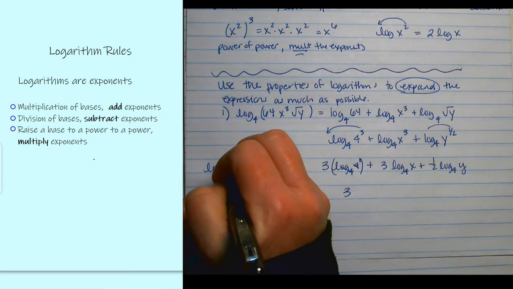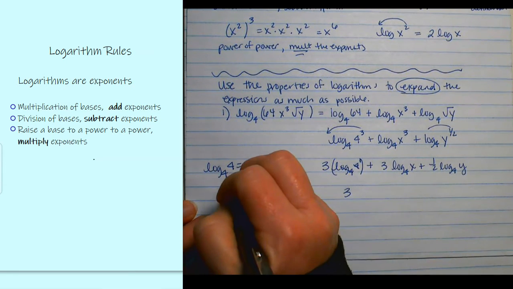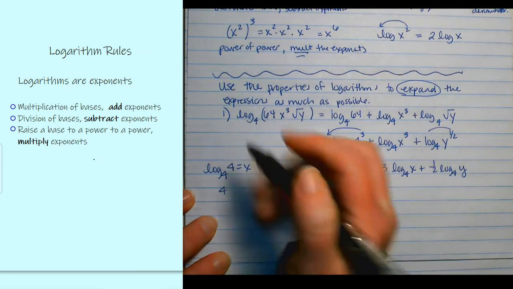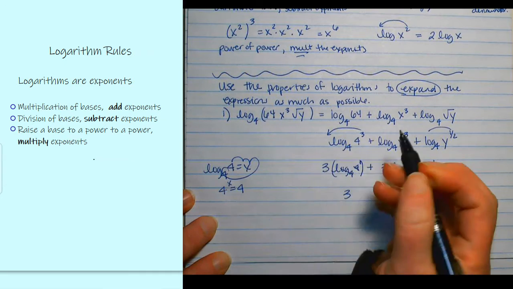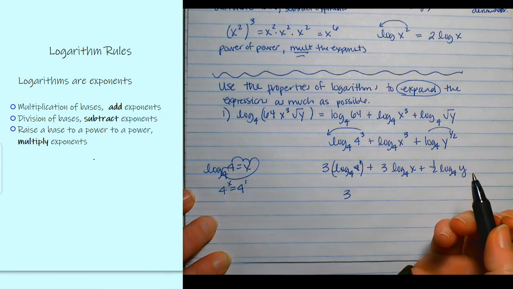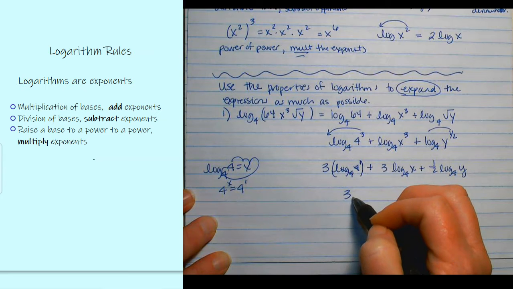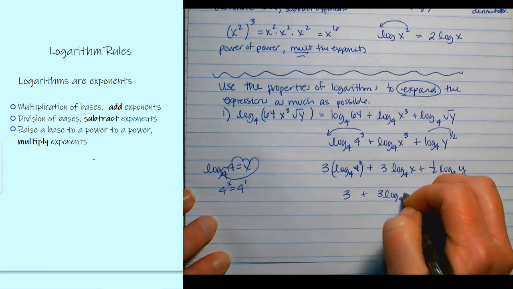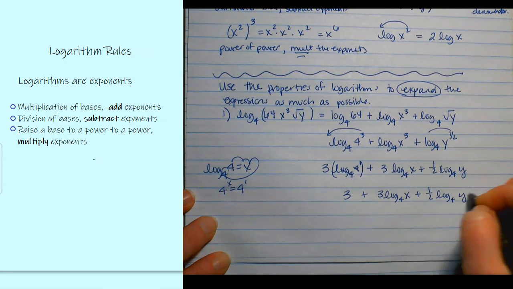You could rewrite it. So over here, log base 4 of 4 equals x, and solve it. 4 to the x equals 4. And so x equals 1. So this whole thing simplifies to 1. So this one simplifies to 3 plus 3 log base 4 of x plus 1/2 log base 4 of y.